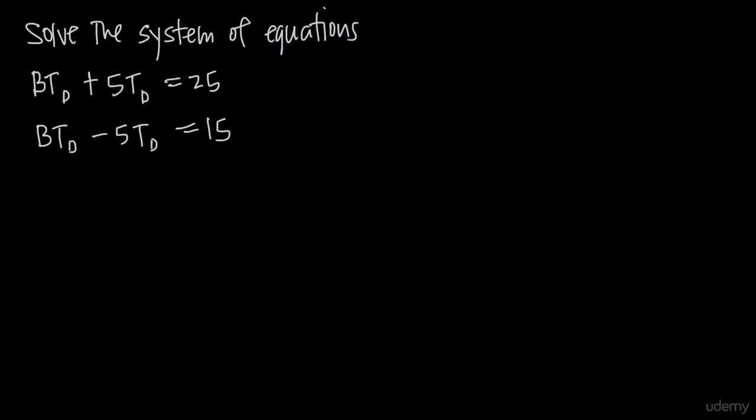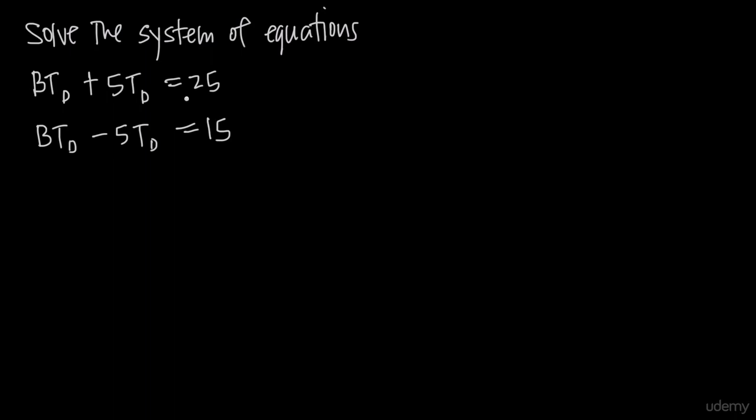In this video, we're talking about how to solve a system of linear equations when the system of equations includes variables with subscripts. In this system, we have two unknowns. We have bt sub d, or btd, and we have t sub d, or td. What we want to do is be able to solve for both of these values.